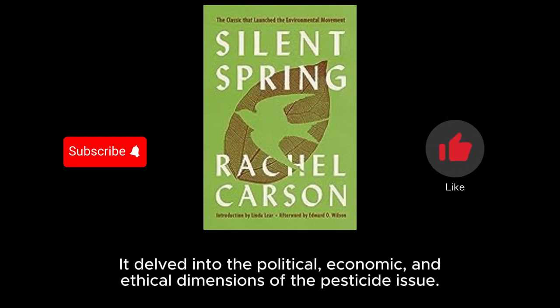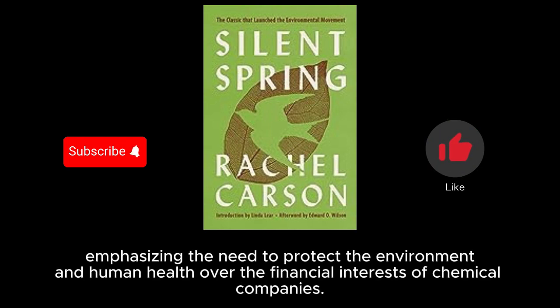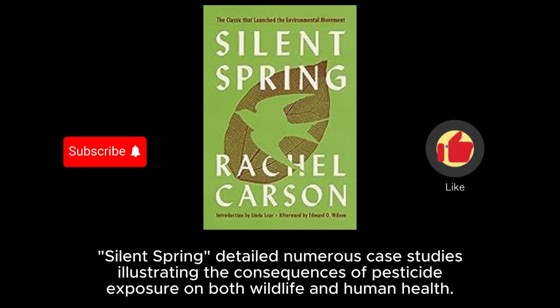The book provided a comprehensive overview of the history of pesticide use and its impacts. It delved into the political, economic, and ethical dimensions of the pesticide issue. Carson called for responsible and science-based decision-making, emphasizing the need to protect the environment and human health over the financial interests of chemical companies.